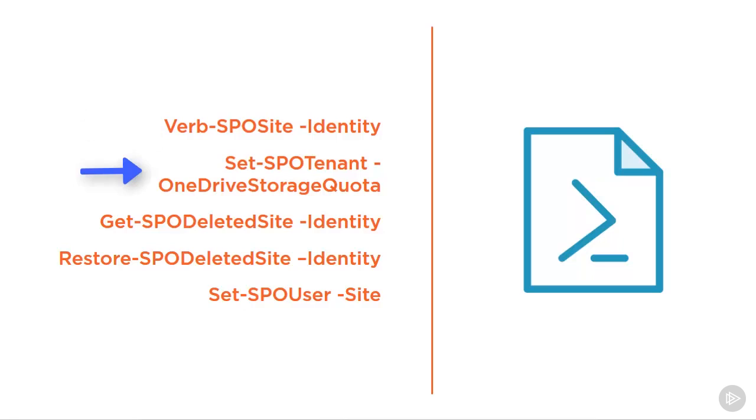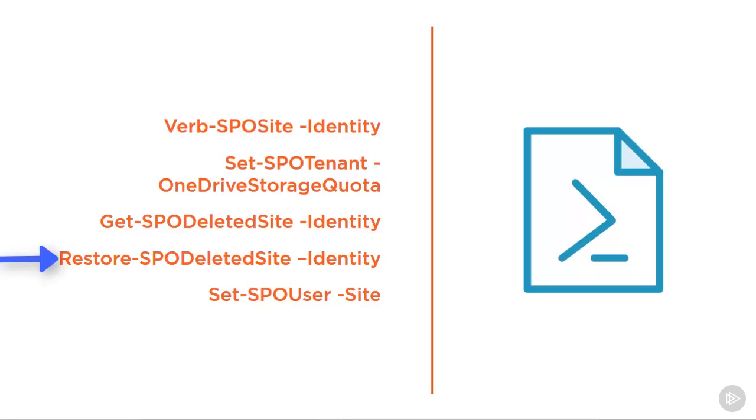We also have a Set-SPOTenant. Then we'll use a parameter, OneDriveStorageQuota. This will set the default for the OneDrive for Business default storage. We have a Get-SPODeletedSite -Identity, and the identity will specify the user that we're working with.